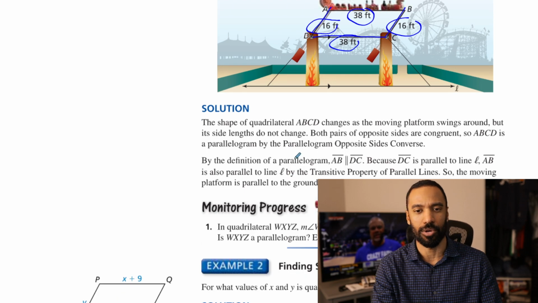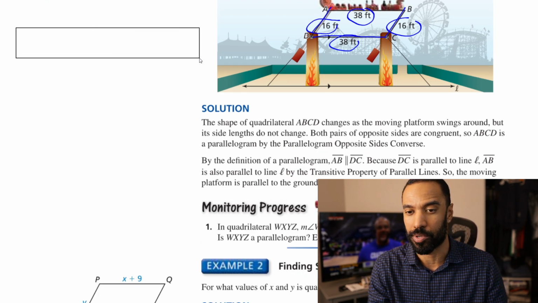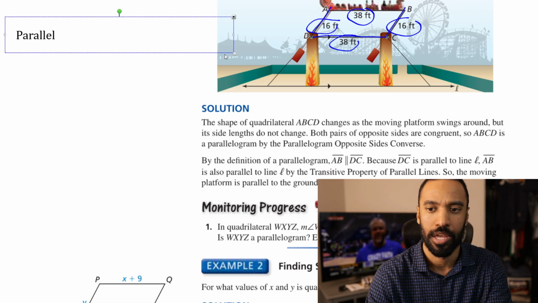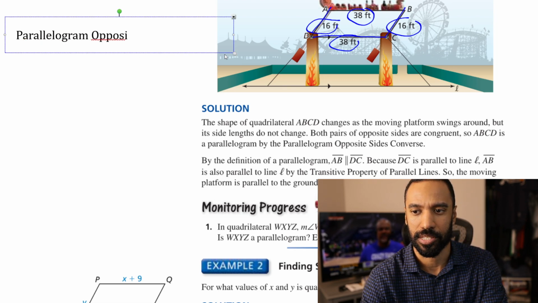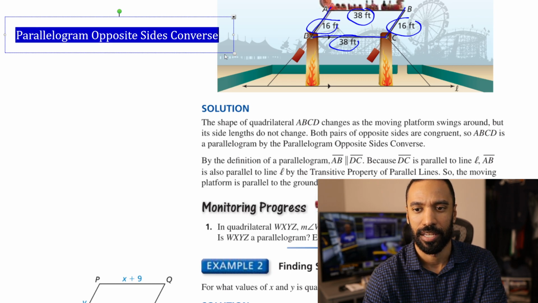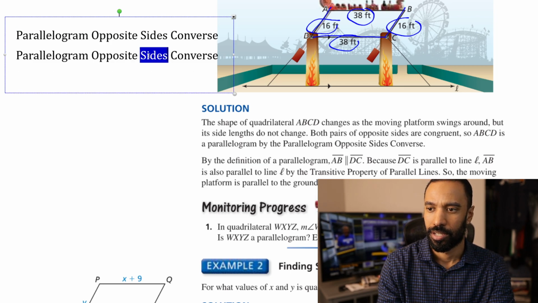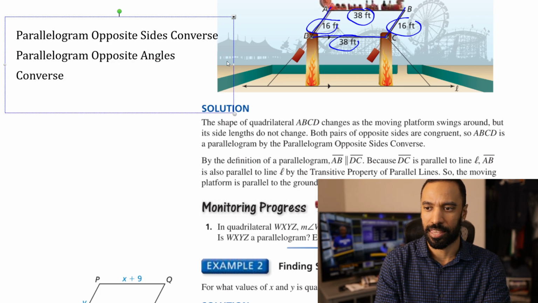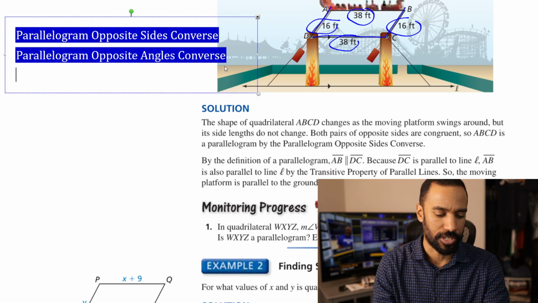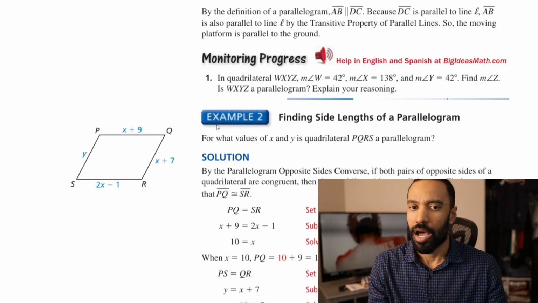I feel like I need to write these down. Parallelogram, opposite sides converse. If they ask me to explain what it is, I won't remember the name. So parallelogram, opposite sides converse. I'm going to keep this in a copy-paste format or something like that. Parallelogram, opposite angles converse. If they ask me to state that, I want to just have it ready just in case. So those are two of them. I don't know what I'm going to do with those, but there you go.